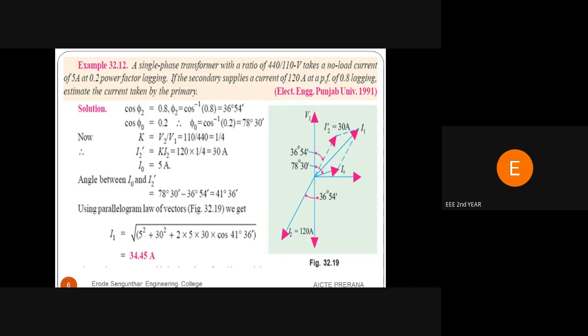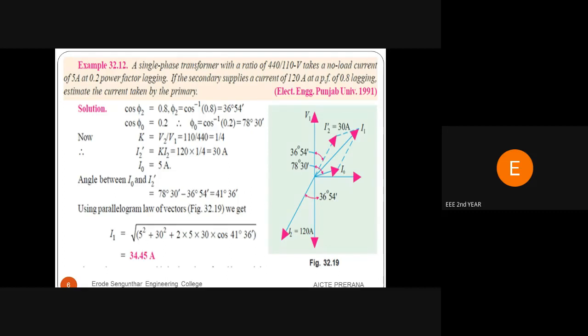The angle between the voltage V1 and I naught equals 78.3. How to calculate it? The data is already available. Cos phi naught equals 0.2. We can get phi naught equal to 78.3 degrees from that formula. So the no load power factor equals 0.2. Cos phi naught equals 0.2 means phi naught equals cos inverse of 0.2, and we get 78.3. That is the angle between applied voltage and no load current.